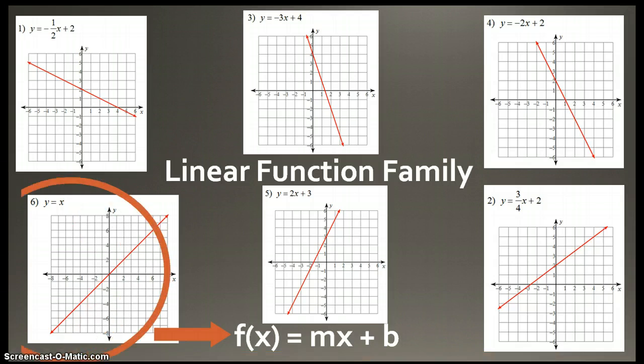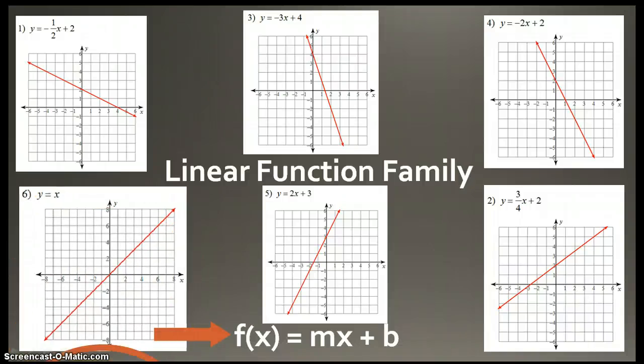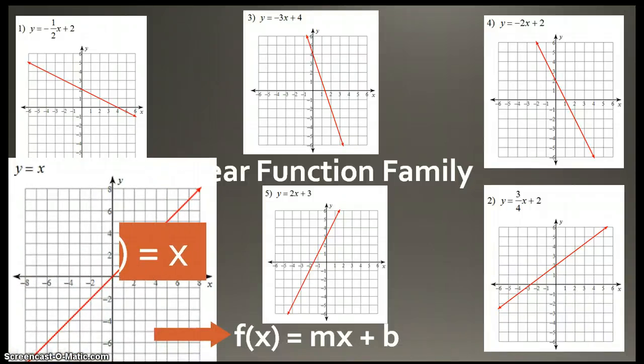Each function family has a parent function. This is the function that all other functions come from. It's the most basic function we can have. It has the least amount of numbers and the least amount of operations. In this case, the parent function for linear is y equals x, or f of x equals x. This is the most basic function we can have. All other functions come from this function.